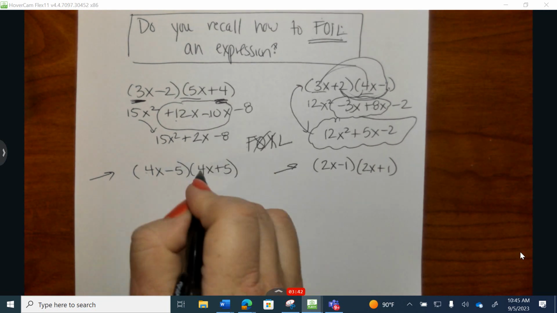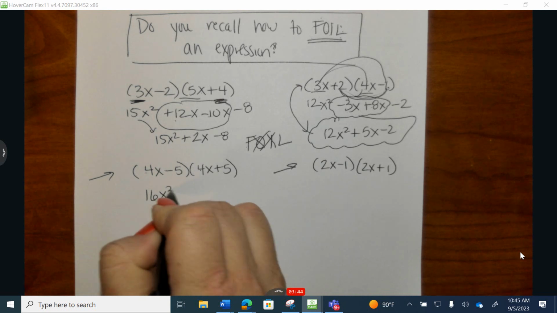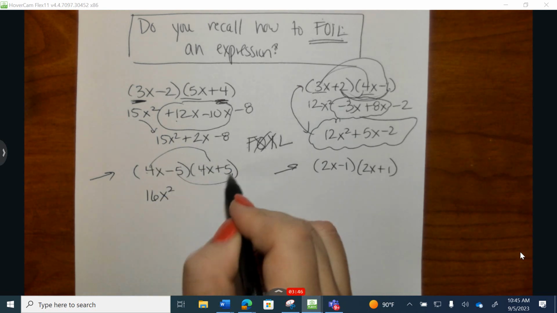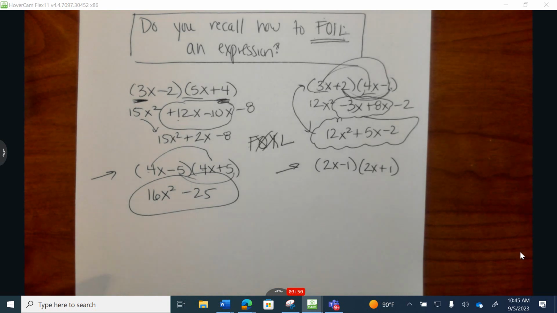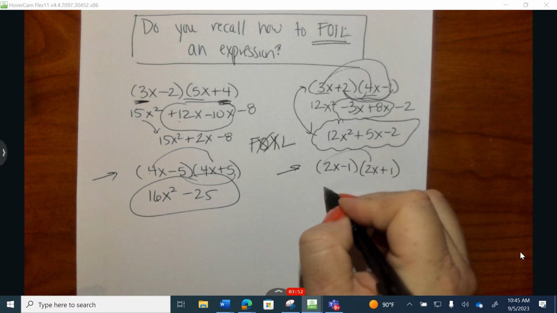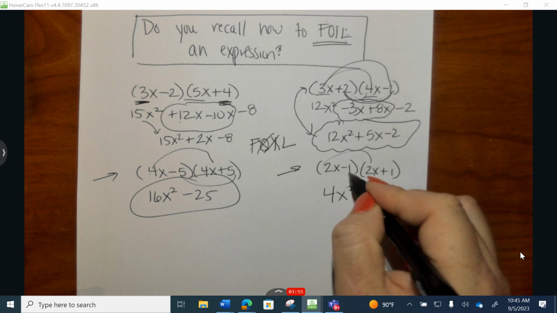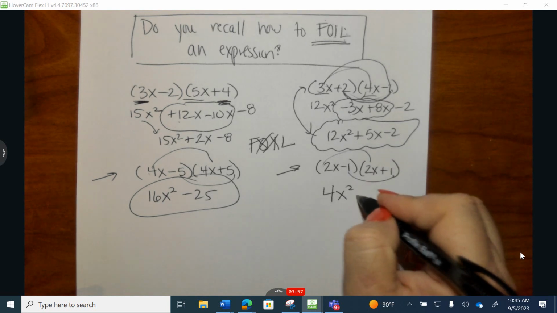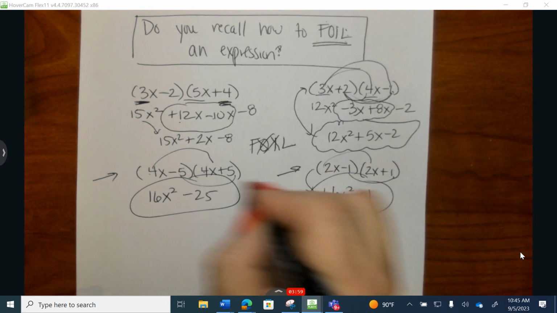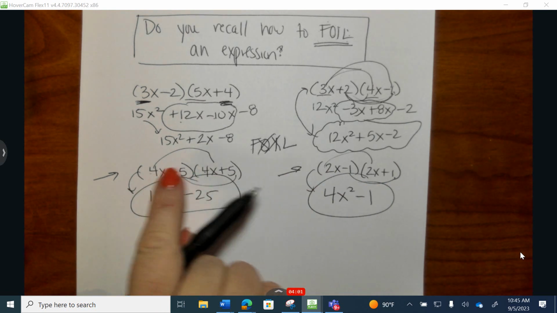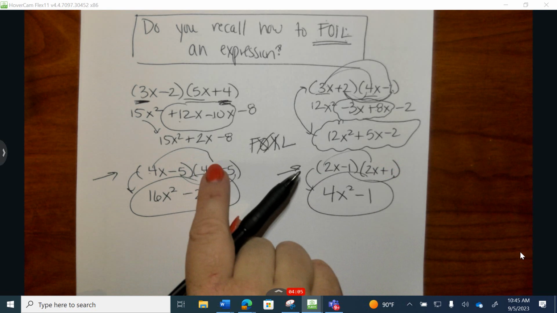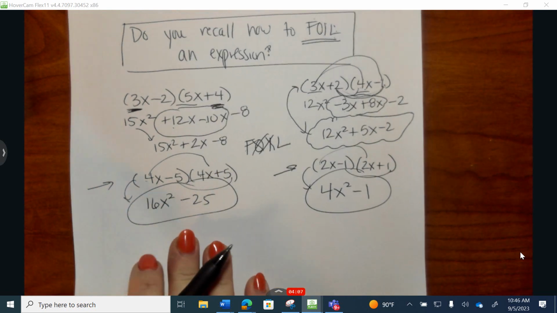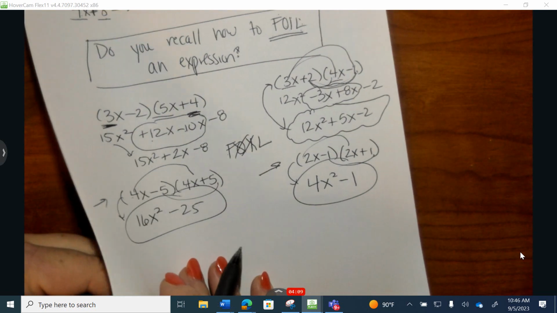and the last. Front would be 4 times 4 and 2 x's. Last would be negative 5 times 5, which is negative 25, and we're done. Again, front, 2 times 2 is 4, and 2 x's, and last, negative 1 times 1 is negative 1. There's a shortcut that can only be used when you have the exact same parentheses. The only difference would be the signs in between. All right, what does this look like? Let's flip to the front now.